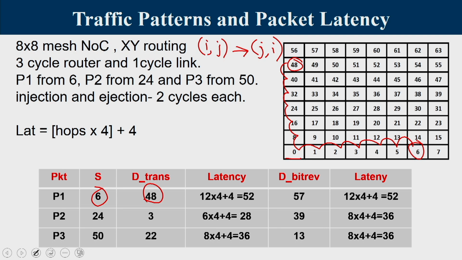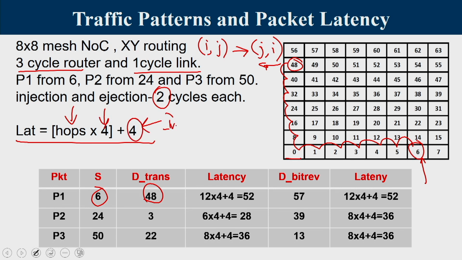In each hop, we take 3 cycles in the router and 1 cycle in the link, so a total of 4 cycles are needed to complete 1 hop. Plus, you have 2 cycles for injecting the packet at 6 and 2 cycles for ejecting the packet at 48, so another 4 cycles. So, the latency of a packet is the number of hops times 4 plus 4. This second 4 takes care of injection as well as ejection. So, 12 times 4 is 48, plus 4, 52. It takes 52 clock cycles for a packet starting from 6 following a transpose pattern.